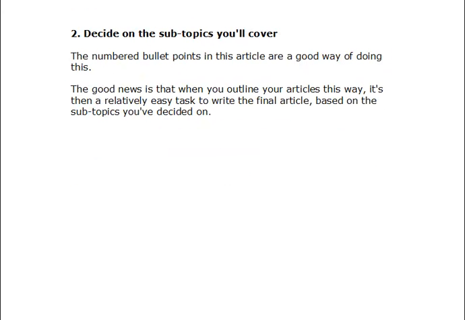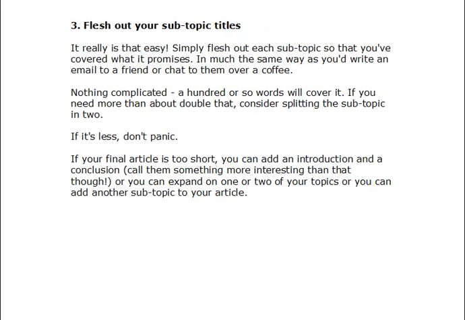Then decide on the subtopics you'll cover within the article, and the number of bullet points on each page, each part of this video, are a good way of doing that. So number 2, whatever else it happens to be. The good news is when you write articles this way, it's a relatively easy task to finish the final article based on the subtopics you've decided on. And it doesn't take very long to actually come up with the subtopics. Then all you do is flesh out your subtopic titles. So literally I wrote flesh out your subtopic titles, and then I wrote it's really that easy.